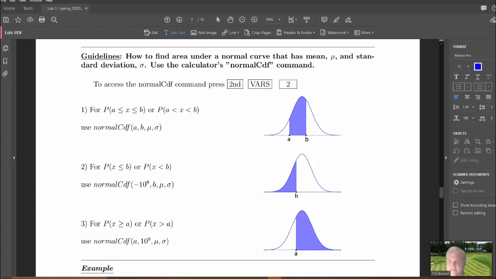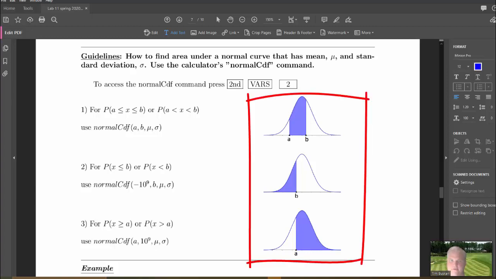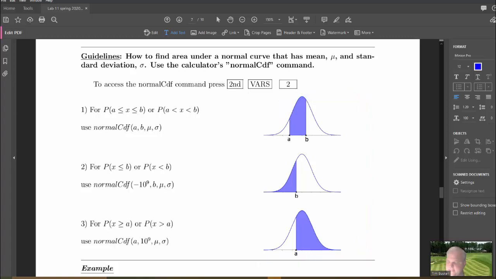I always recommend that when you do a question of this flavor, you always draw out the normal curve, locate the mean at the center, locate your upper and lower boundaries, and shade the area between them. Okay, so the 3 cases are over here.